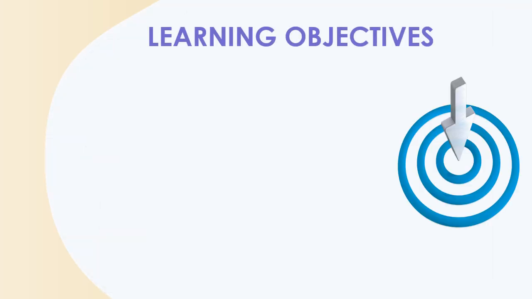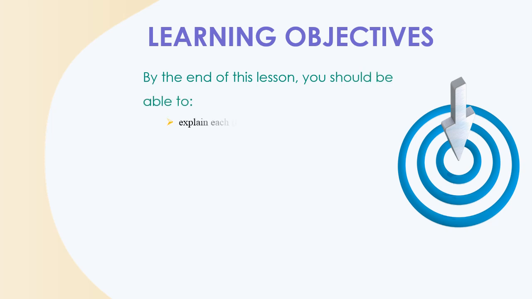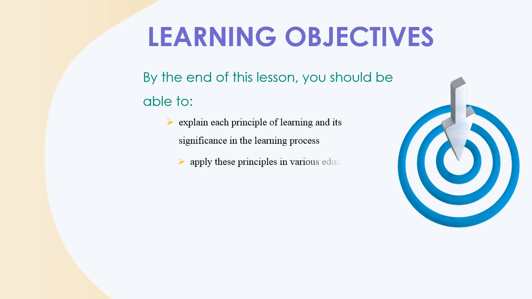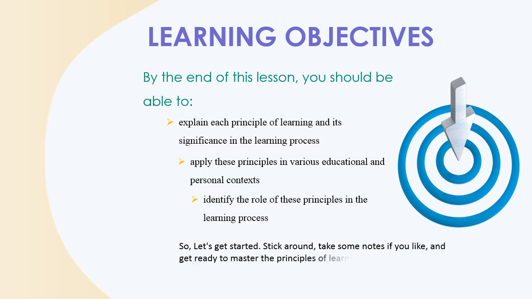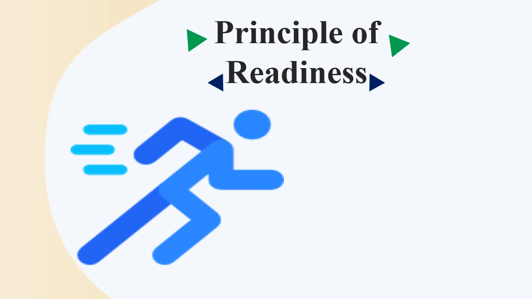Learning objectives. By the end of this lesson, you should be able to explain each principle of learning and its significance in the learning process. Apply these principles in various educational and personal contexts. Identify the role of these principles in the learning process. So let's get started. Stick around, take some notes if you like, and get ready to master the basic principles of learning.